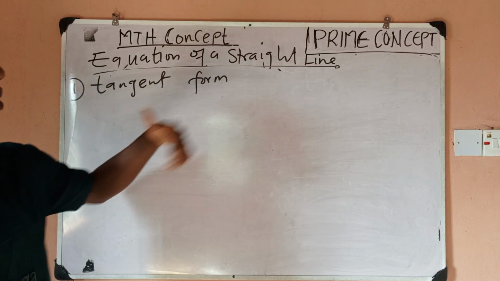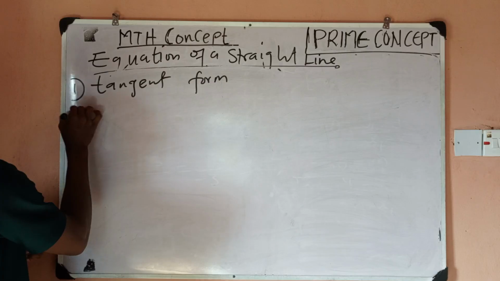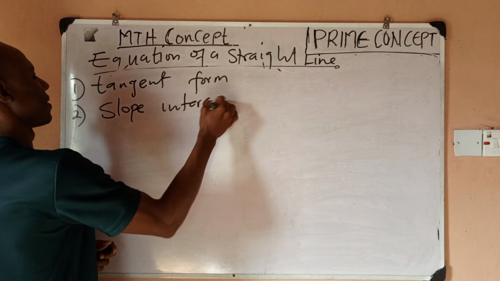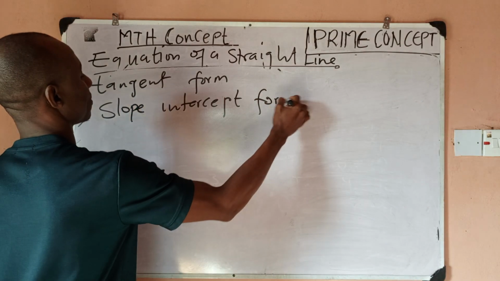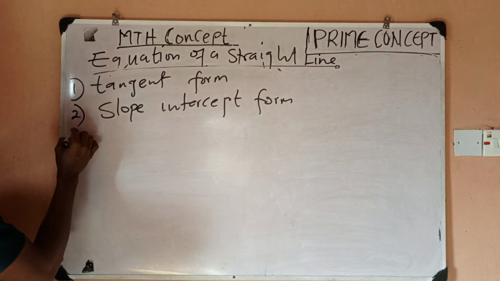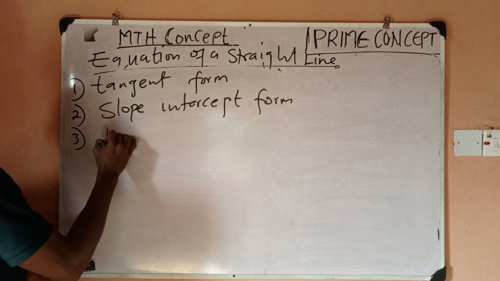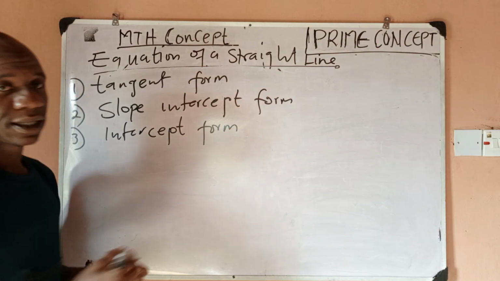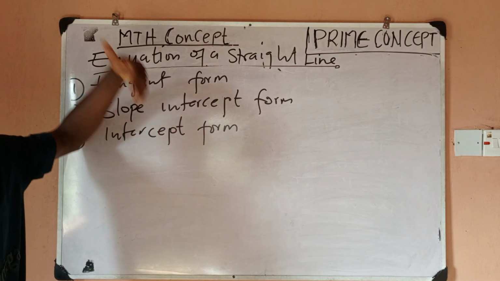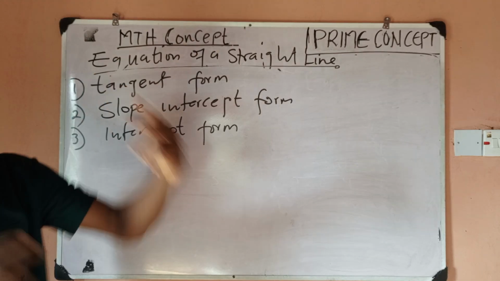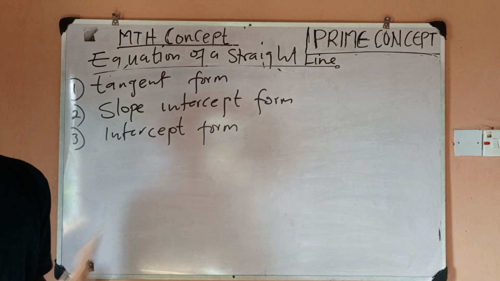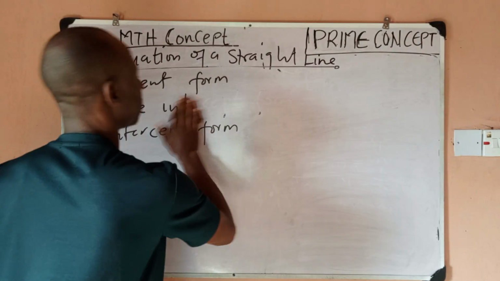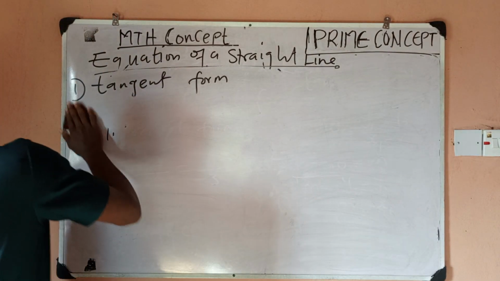So the tangent form is number 1. Number 2 is what we know as the slope-intercept form, right? And then number 3 is what we know as the intercept form, right? So these are the different forms in which we can put the equation of a straight line, or we can use to find the equation of a straight line. So I'll be starting with the first one, which is the tangent form.